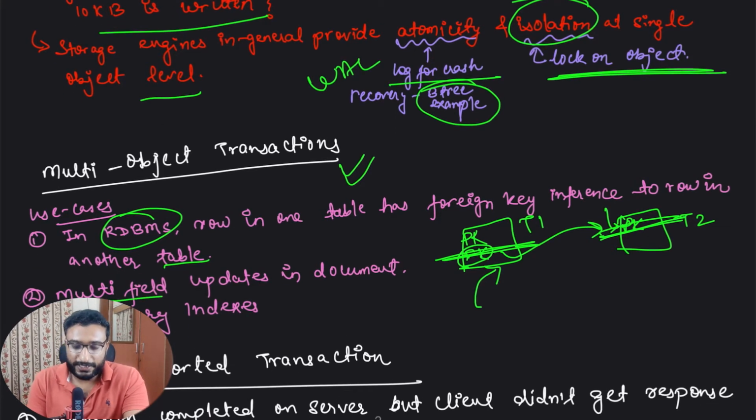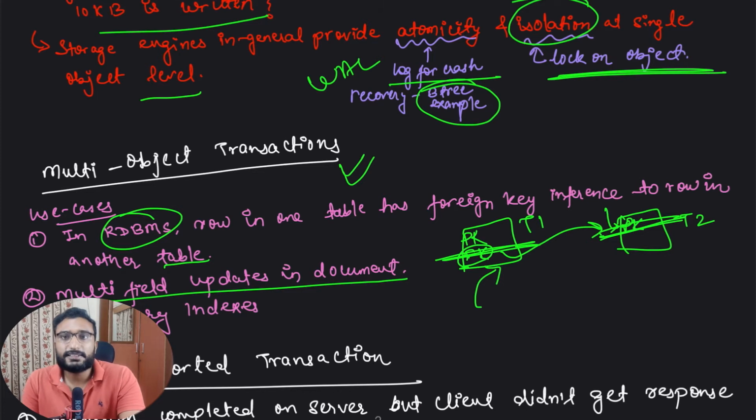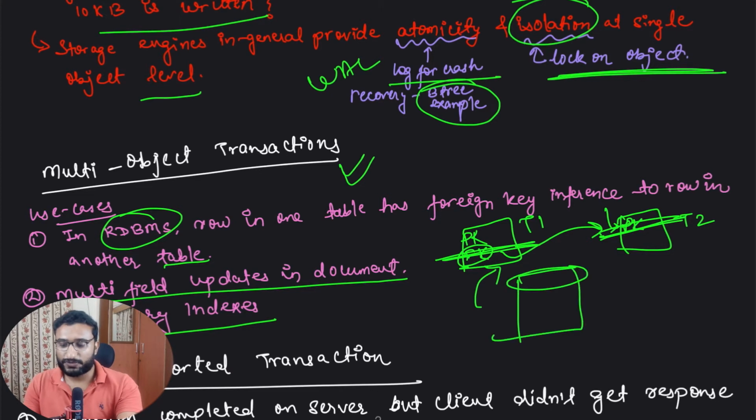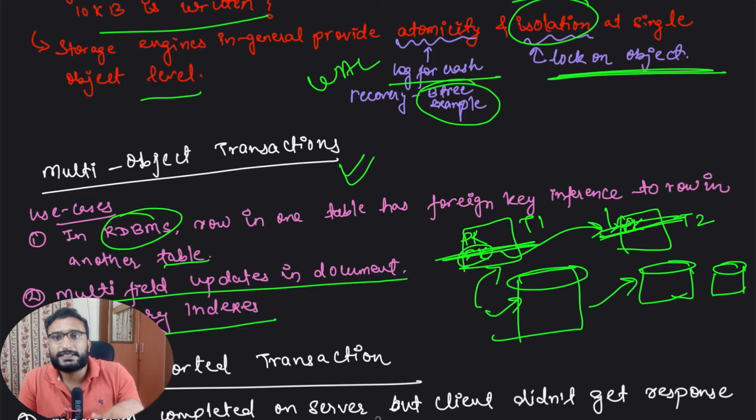Let's say you are updating multiple fields in a document. There is a document stored in your non-relational database, and you want to update multiple fields in it. In the case of secondary indexes, let's say this is your primary table, and you have also created indexes on top of it. Let's say you created 2 indexes, so any update which goes on here, if that column has a secondary index on top of it, you will also update that index as well. So these are the kinds of scenarios we call multi-object transactions.